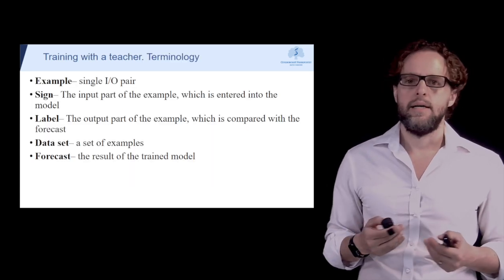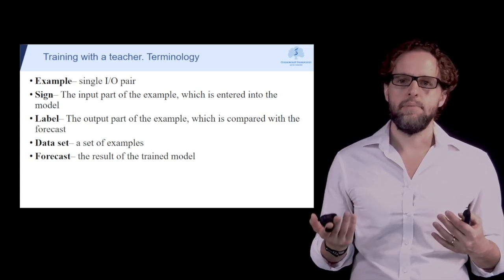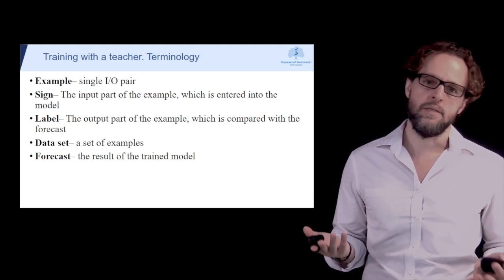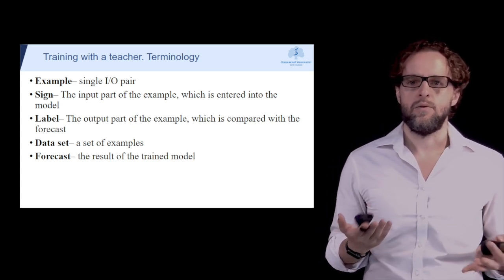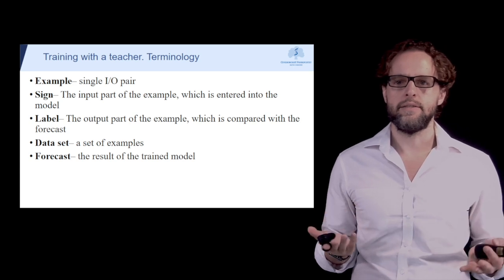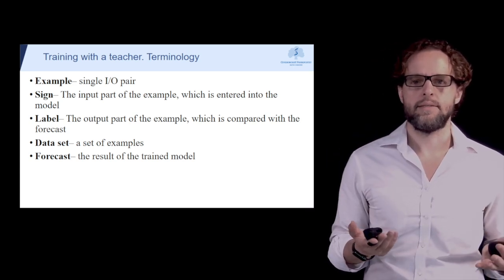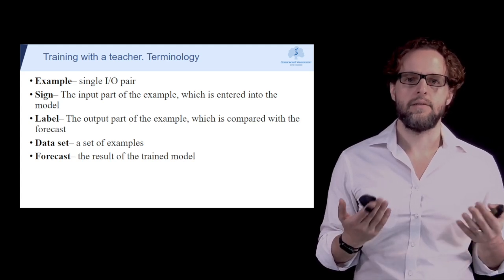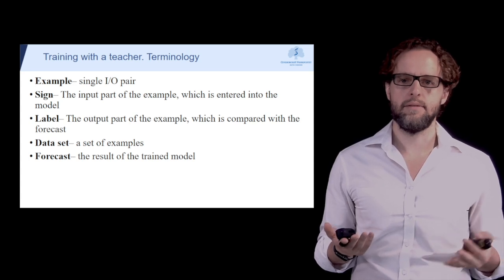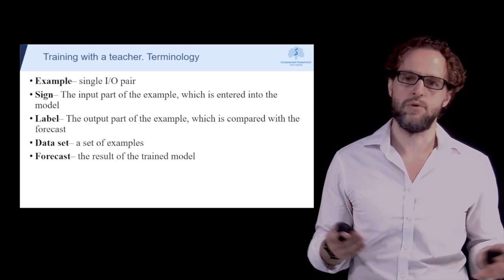Let's take a look at basic terminology. Example, it's an input-output pair. Feature or characteristic is a part of the example that's entered into the model. Label, it's a conclusion, the part of the example that is compared to the model's prediction. It's our output or result.